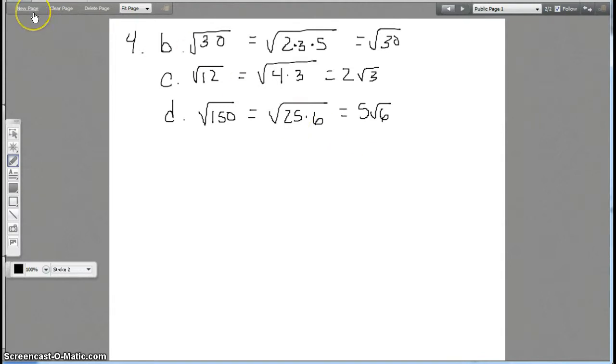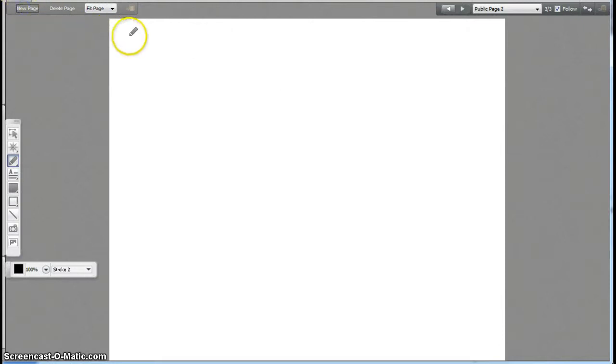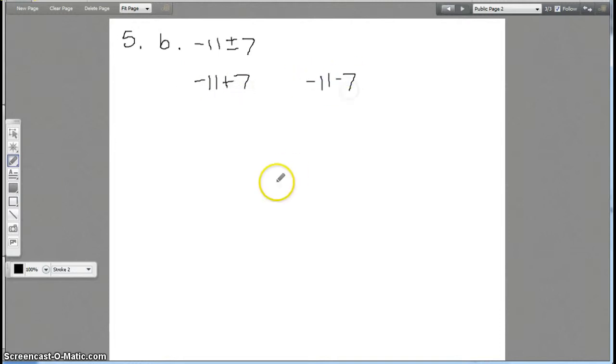Okay, so now let's look at number 5. Go to the new page. There it goes. Okay, so number 5 says, express the two numbers represented by each of the following expressions in simplest form. So let's look at part B. For part B, we're given negative 11 plus or minus 7. So what we need to calculate is negative 11 plus 7 and negative 11 minus 7. Negative 11 plus 7 is negative 4. Negative 11 minus 7 is negative 18. So those are our two answers, negative 4 and negative 18.